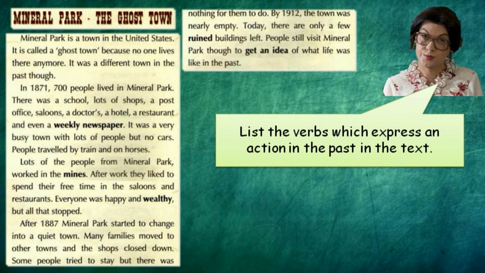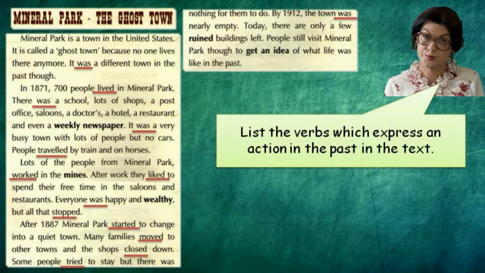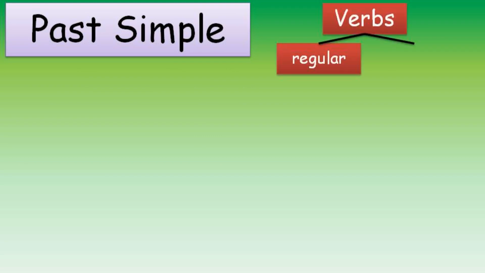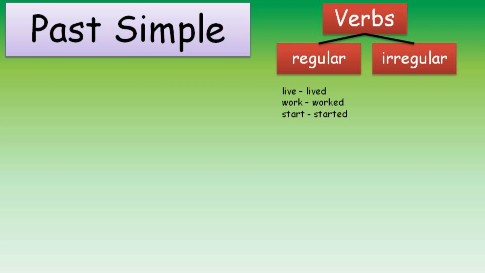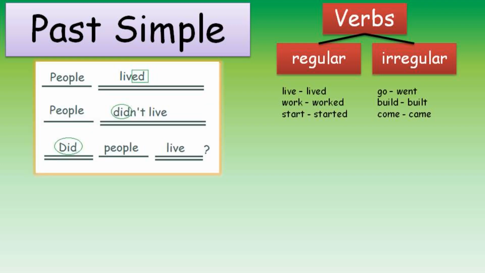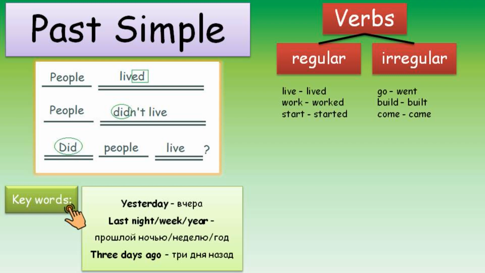List the verbs which express an action in the past in the text. Past simple. Verbs. Regular. Irregular. Live, lived. Work, worked, start, started. Go, went. Build, built. Come, came. People lived. People didn't live. Did people live? Key words: yesterday, last night, week, year, 3 days ago. Spelling rules for adding ed.